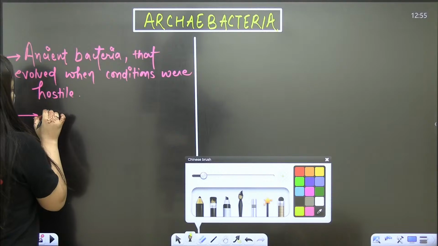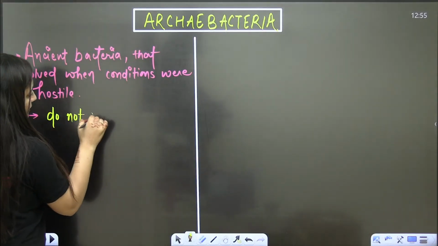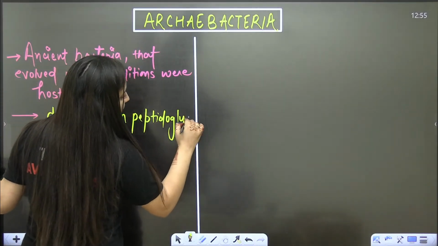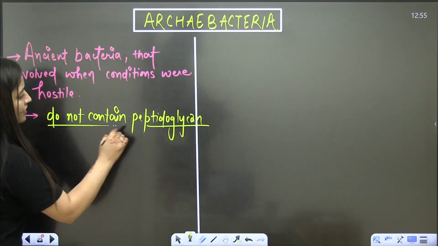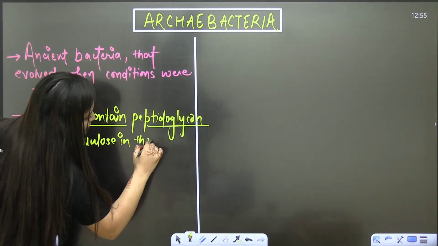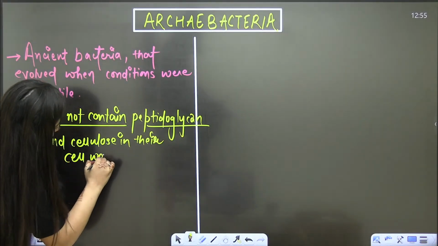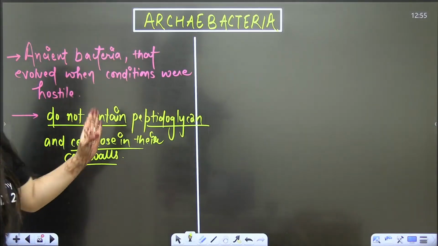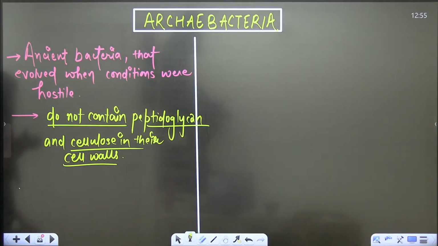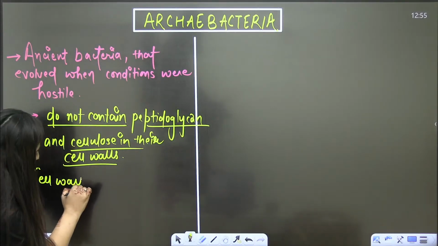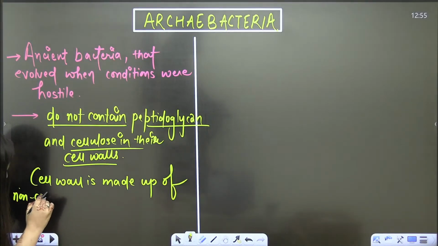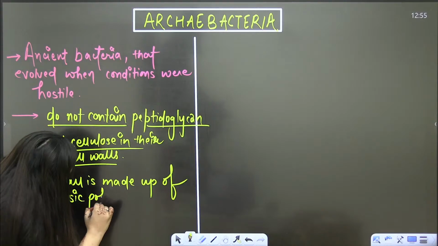Now, they do not contain, that's a very important point, peptidoglycan. They do not contain peptidoglycan and cellulose in their cell wall. They don't have these two things. So the cell wall is made up of non-cellulosic polysaccharide. That's a very important difference.